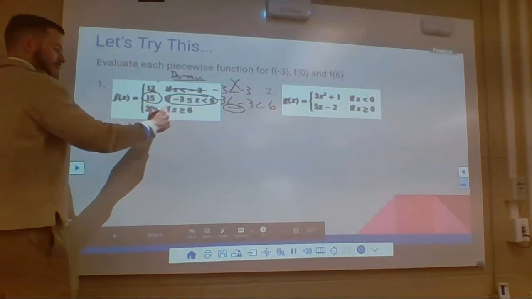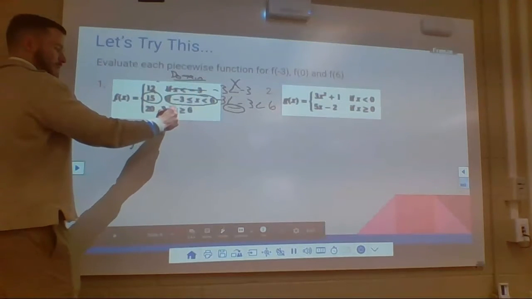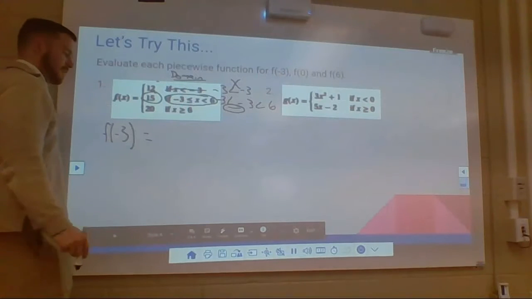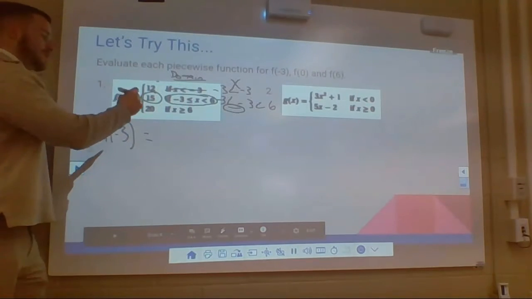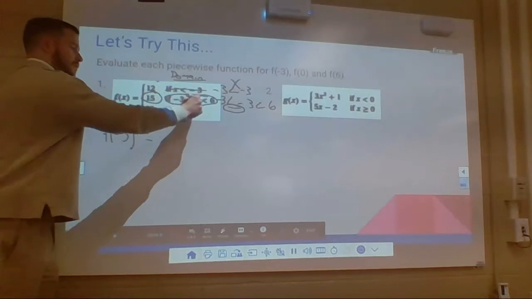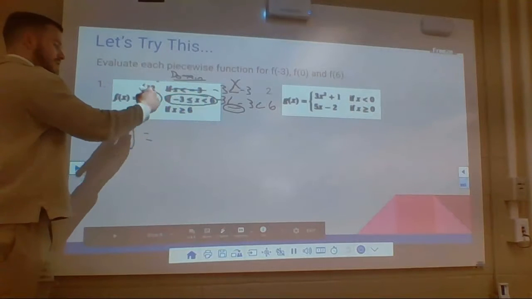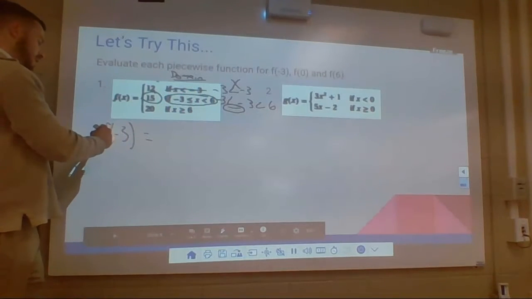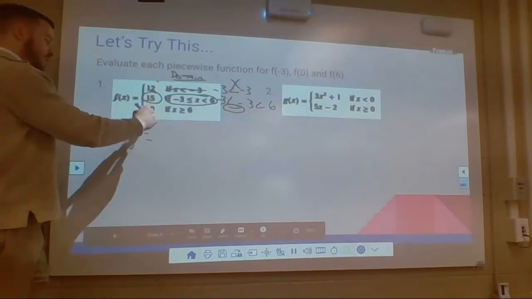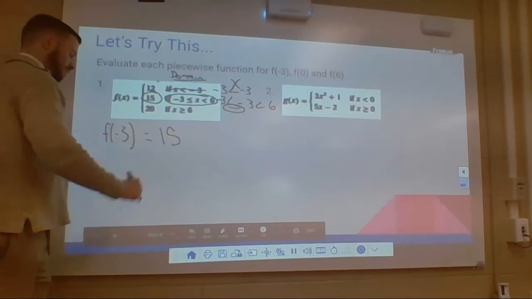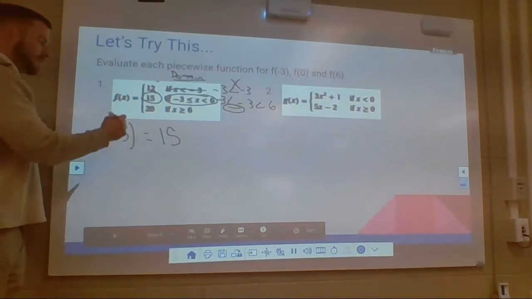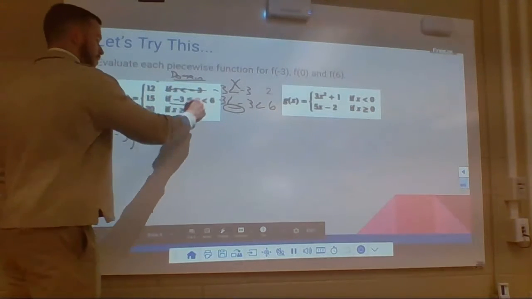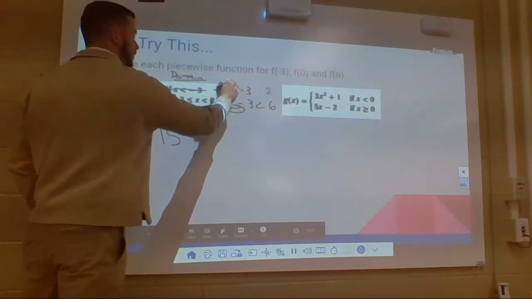It also wouldn't work for this domain, right, because -3 is not greater than or equal to 6. So here's what we're going to say. Since it worked for this domain, we're going to go with this rule. So when x is -3, the y value is 15. So f of -3 is 15. Now, we're going to try f of 0.